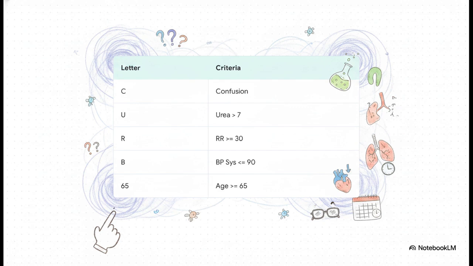Okay, C is for new onset confusion. U is for a blood urea nitrogen greater than 7 millimoles per liter. R is a respiratory rate of 30 or more breaths per minute. B is for blood pressure. Specifically, we're talking a systolic of 90 or less or diastolic of 60 or less. And finally, 65 is simply for an age of 65 years or older.